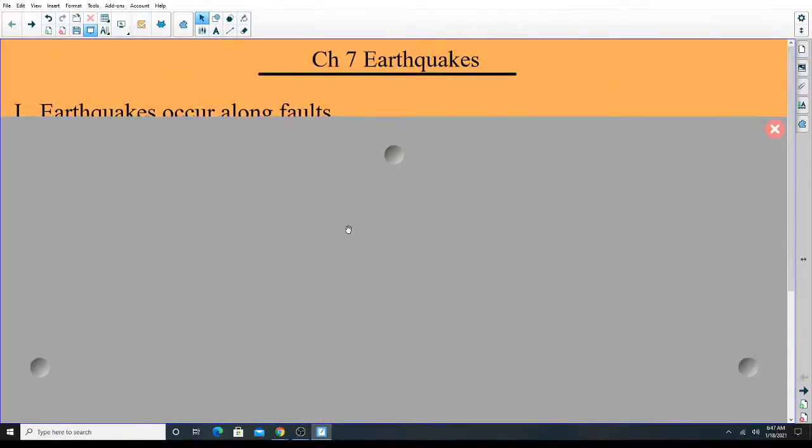So in our notebook, if you could take that out, please. Title it Chapter 7, Earthquakes, and label it 7.1. I've underlined things throughout here. Those would be the main things that I'd like you to make sure that you get copied down into your notes. So let's get going.